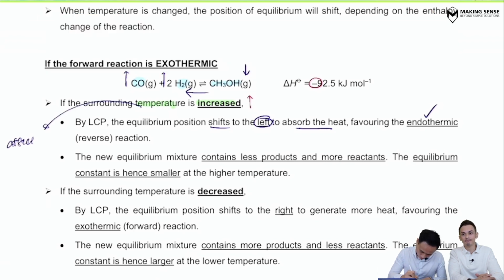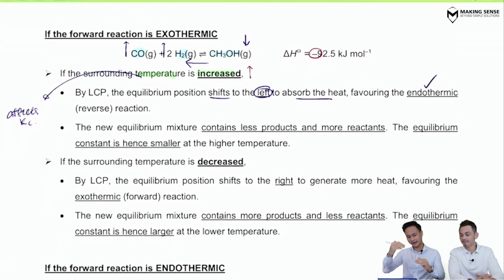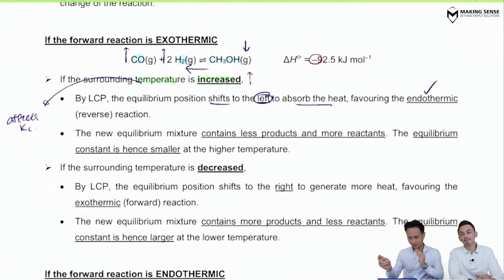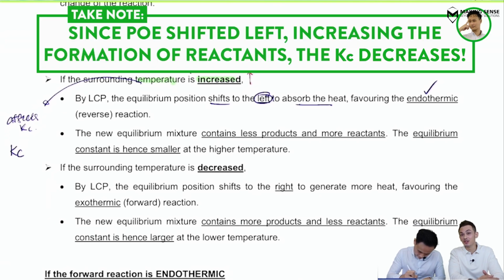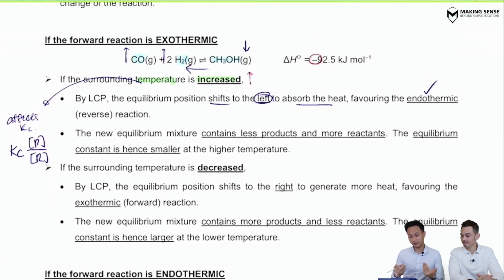All right? So last thing before we move on, if after my POE has shifted to the left, I have more reactants now and fewer products. Could you help me out, Mr. William? How does my Kc change then? Kc is going to decrease because you're going to shift the equilibrium backwards. Of course. So Kc is always product over reactant. I got less product now, more reactant now. My Kc will definitely fall.